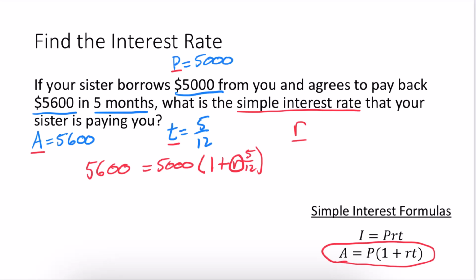So to solve this, I'm first of all going to get rid of my parentheses. So if I do 5,000 times 1, that's 5,000. And then 5,000 times 5/12 R is going to be 5,000 times 5, which is 25,000, and then that's going to be divided by 12. And so the result I end up with is 2,083.33 times R. And this is equal to 5,600.